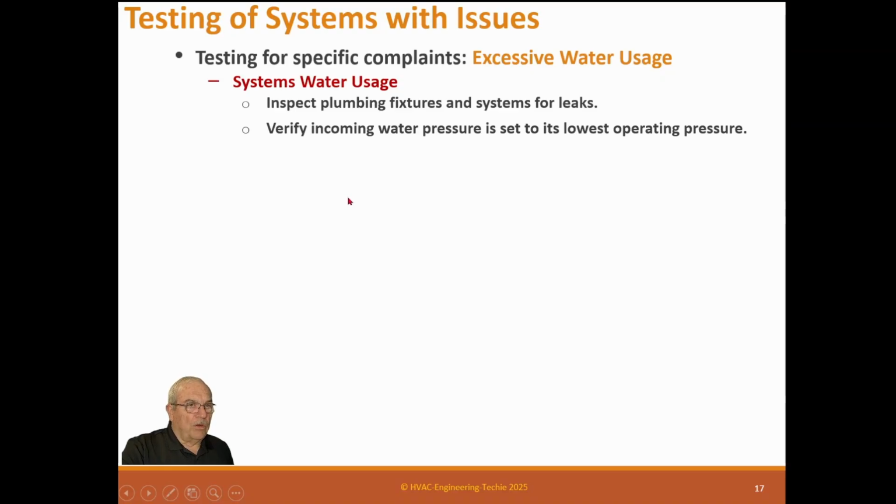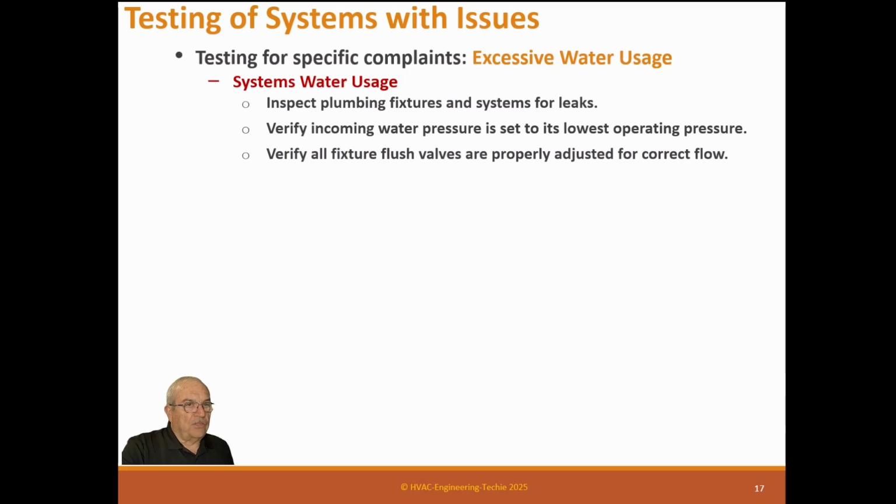Verify incoming water pressure is set to the lowest operating pressure. Remember, that pressure is whatever's needed to get the flush valves on the top story to work. They need 15 to 20 psi, not more than that. If you have overpressure, the flush valves, they're a pressure-actuated valve, so they stay on way too long and they waste a lot of water.